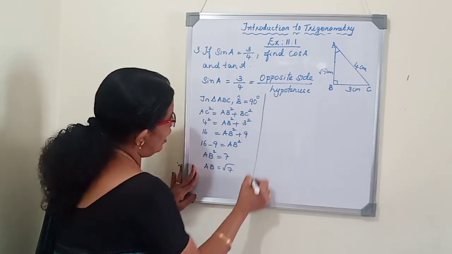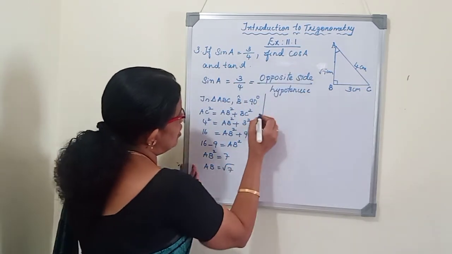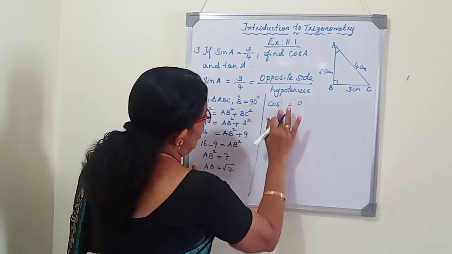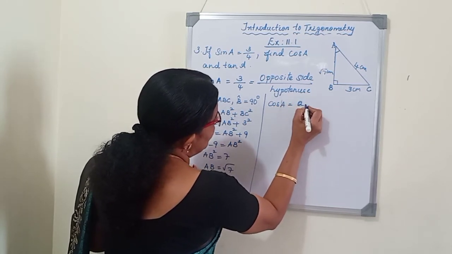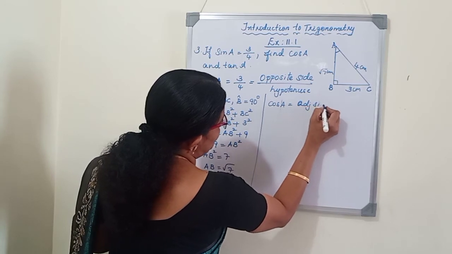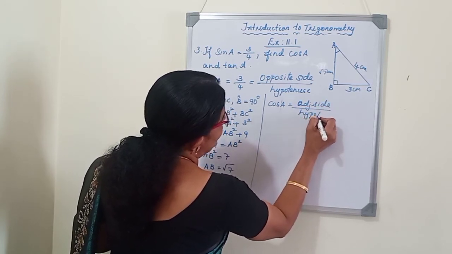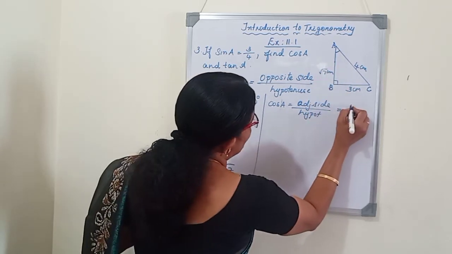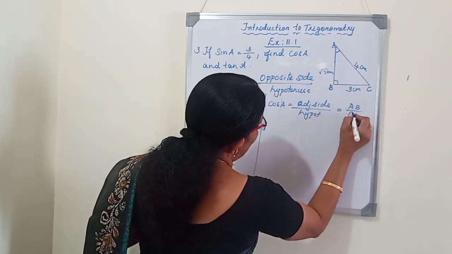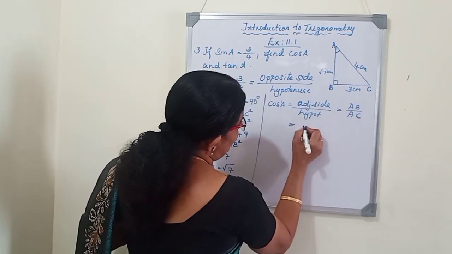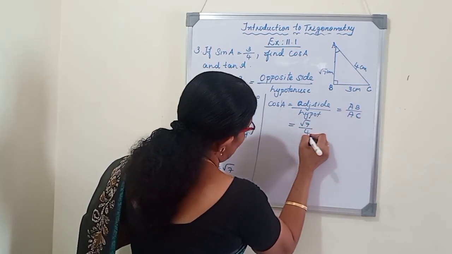Now, we will find cos A. Cos A is equal to adjacent side by hypotenuse. Which is the adjacent side? With respect to A, the adjacent side is AB and the hypotenuse is AC. Therefore, root 7 by 4 is cos A.